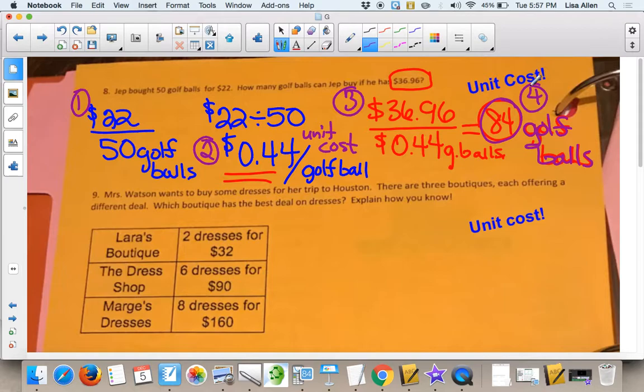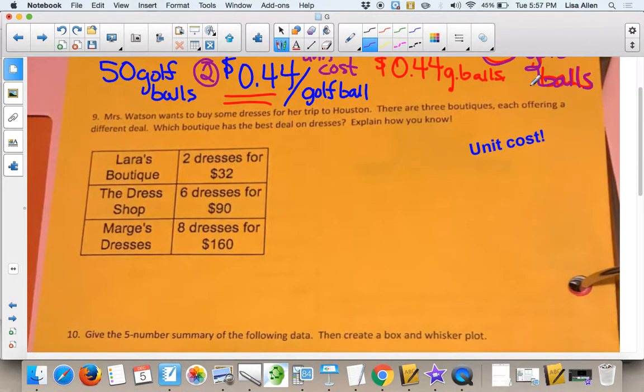Now the next one is also about unit cost, and you want to see what the best buy is for the dresses. So you have Laura's boutique, and they kind of set it up. So it's 2 dresses for $32. When I think of unit cost, I think of money for one item. So I want to think about what one item is going to cost. So in this case, Laura's, I'm going to say it's $32 for 2 dresses.